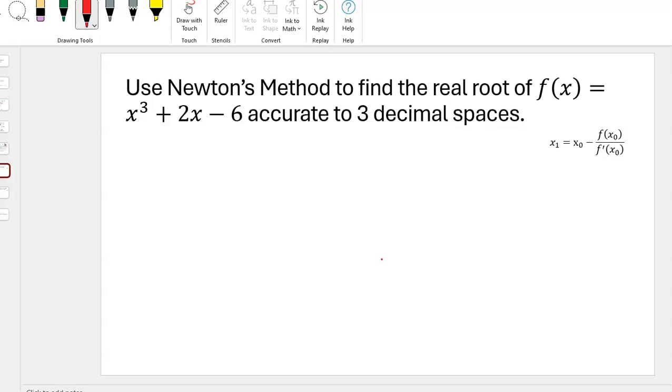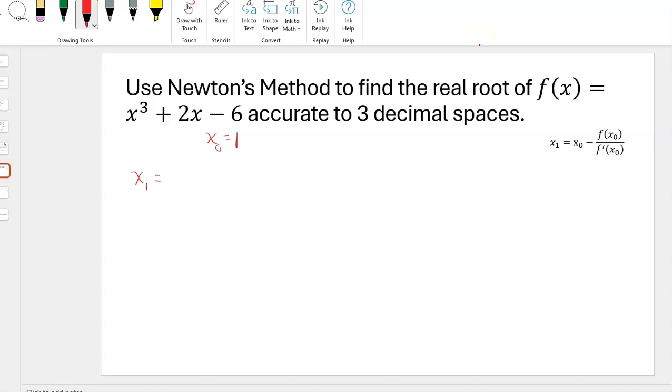I'm going to have to figure out what number is going to be close to our potential answer. And it turns out that x equals 1 is a close enough answer that we can start with. So that's going to be my x sub 0, it's going to be 1. Now to find x sub 1, we're going to use our formula here.